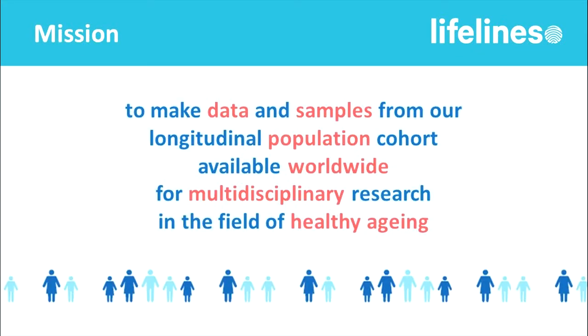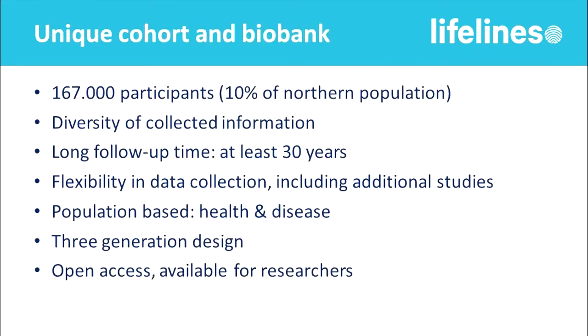At Lifelines, we're collecting data and samples from nearly 170,000 participants, and our mission is to make this data available to researchers worldwide that work in the field of healthy aging. Some of the characteristics of our cohort are, like I mentioned, that we have nearly 170,000 participants, which is around 10% of the northern population of the Netherlands. We also have a lot of diversity in the collected information and the data that we have, of which the genetic data that we're discussing today is an example.